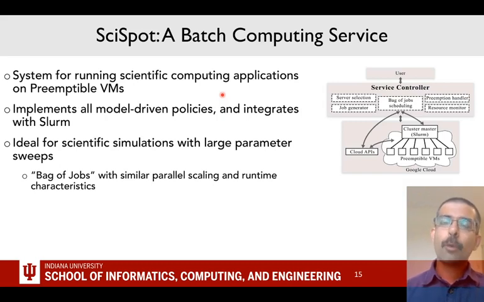So we implemented our policies in a new software framework called SciSpot, which is a system for running scientific computing applications on Google Preemptible VMs. And it integrates with Slurm and is especially well suited for running these sort of large scientific simulation workloads that do large parameter sweeps. Because of this, you essentially get a bag of jobs, that is, jobs that have fairly similar parallel scaling and running time characteristics, which helps with the implementation of our policies.